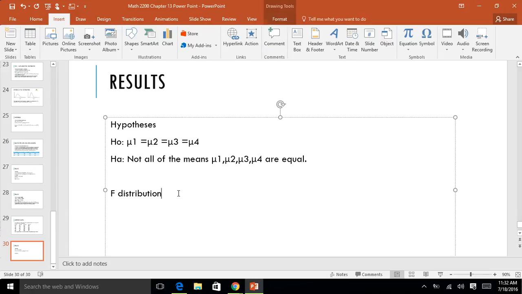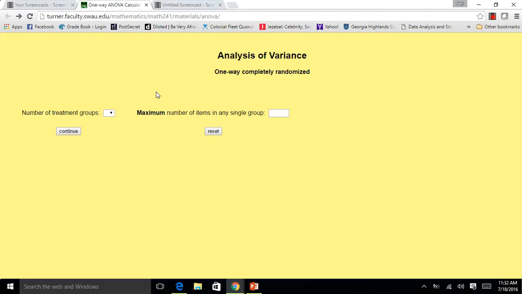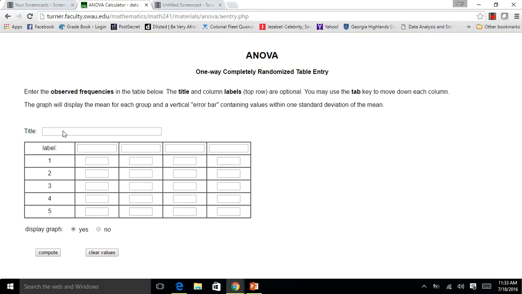So my next question is to get my F distribution. The way I'm going to do that is to go to the one-way ANOVA calculator. I have 4 sororities, so my number of treatment groups is 4. Each of these had 5 data points in each group, so I'm going to put 5. So I'm going to continue. If you want to find the data, it's on page 708 in the book.